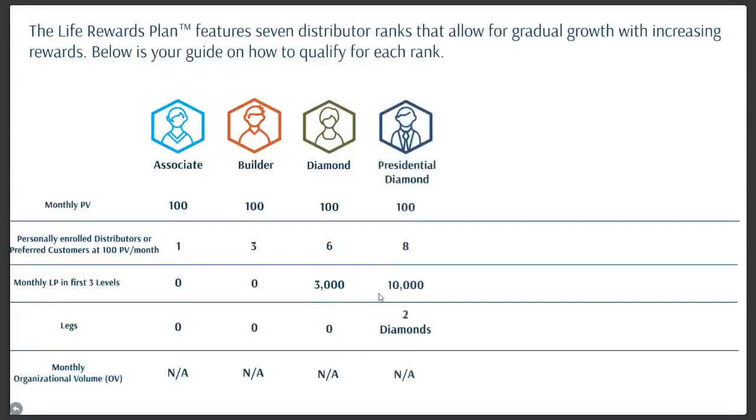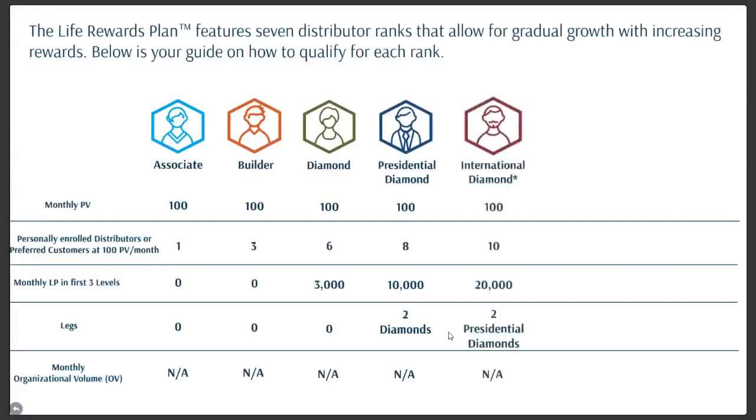The next rank is Presidential Diamond. You're gonna have to recruit a couple more people as personal enrollees. Again, half of them have to be on your front line. The 3-level volume more than triples. It goes up to 10,000 LP. And then this is the very first rank where we have leg requirements. So you will need to have 2 distributors in your downline organization that are in separate legs that are achieving the rank of diamond during that month to qualify.